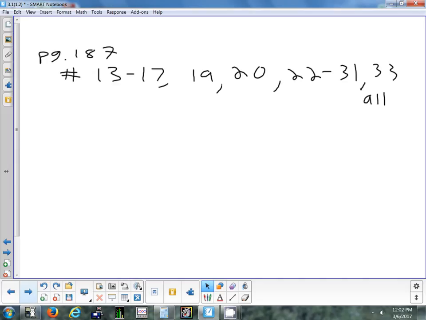Okay, homework tonight, page 187. It's 13 to 17, 19, 20, 21 to 33, 22 to 31, and 33.